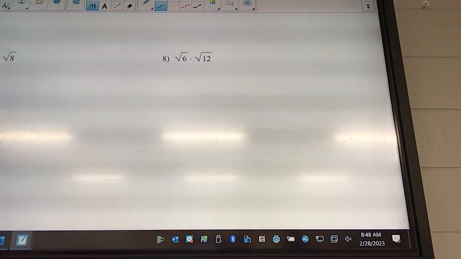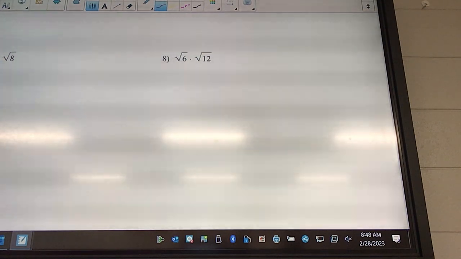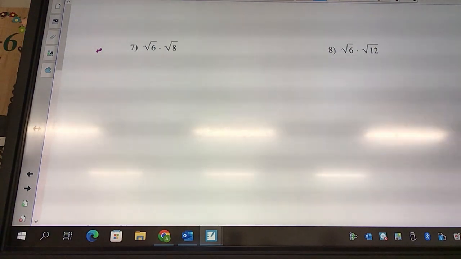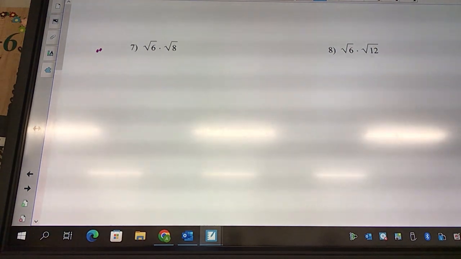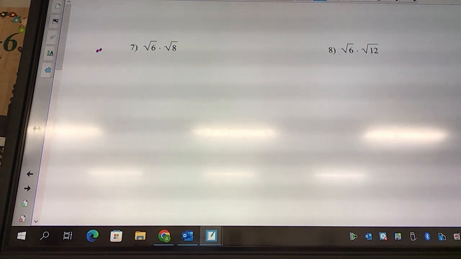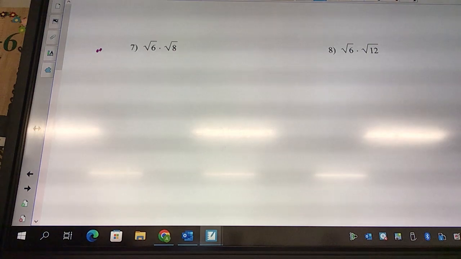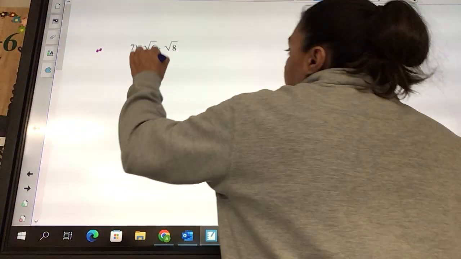Okay, now we're gonna do 7. Okay, so make sure you're on this side. And same thing, you're gonna multiply the outsides. Is there stuff on the outsides? No, not really, so you don't really need to do that. Okay, and then multiply the insides. So 6 times 8, 48.